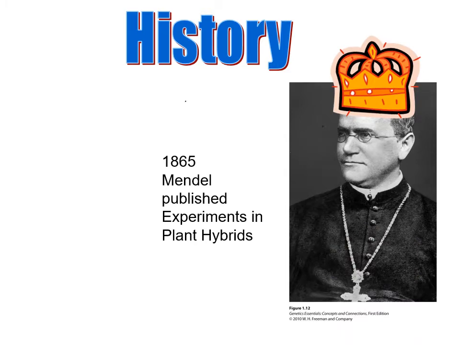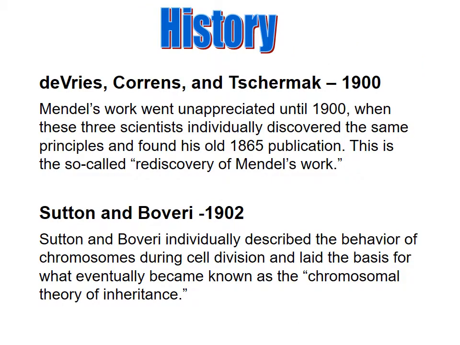But I put a crown on Mendel because he's typically called the father, not the king, but the father of genetics. So for the most part, we really mark 1865 as the beginning of modern genetics as a field. Now, like I said, in 1902 actually, you can start to see chromosomes under the microscope.